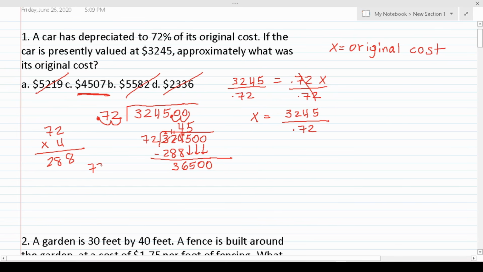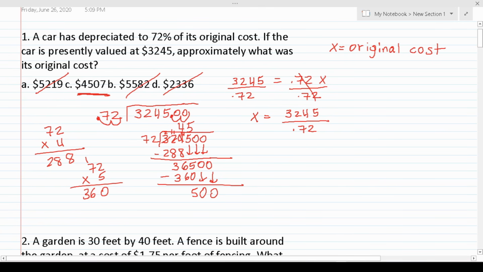So again, we're going to do 72 times 5. 2 times 5 is 10, carry your 1. 7 times 5 is 35, 36. So 72 times 5 is 360. Let's subtract away. 365 minus 360 is just 5. Drop down this 0. Drop down this 0.